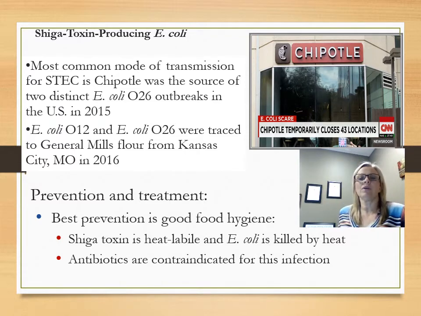Shiga toxin is going to be heat labile. E. coli is killed by heat as well. Antibiotics are going to be contraindicated for this infection because that may increase the pathology by causing it to release more toxin. So you would want to do supportive therapy. You can even do, if it's severe enough, plasma transfusion to dilute the toxin in the blood. That's another good option there.